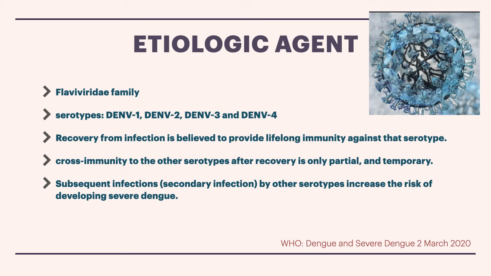The etiologic agent of dengue fever is a virus belonging to the Flaviviridae family, with serotypes DENV1, 2, 3, and 4. Recovery from infection is believed to provide lifelong immunity against that serotype. Cross-immunity to the other serotypes after the recovery is only partial and temporary, and subsequent infections by other serotypes increase the risk of developing severe dengue.